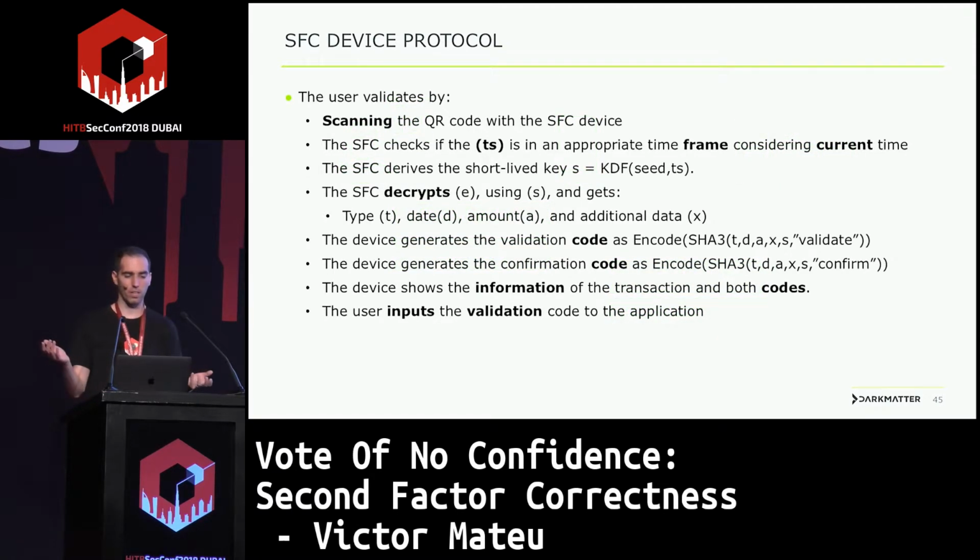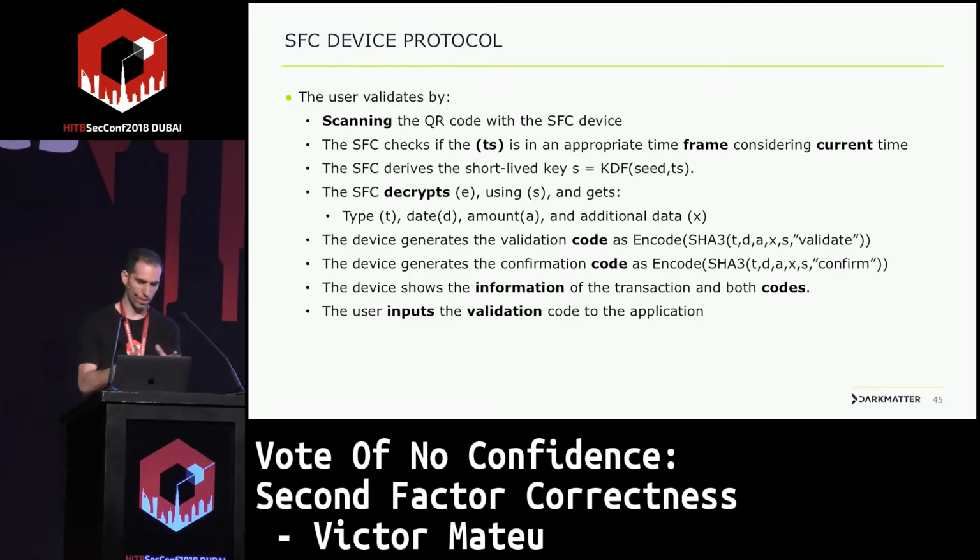Right? So let's see how it works. Basically, the device scans the QR code, and the device checks the timestamp, validating that the timestamp is close to the time when you are validating the operation. Otherwise, there might be attacks using timestamps from the past and using all the information from a different transaction. Then it derives the same key because it has the seed and the timestamp, decrypts all the information, computes the hash functions, and obtains the code.